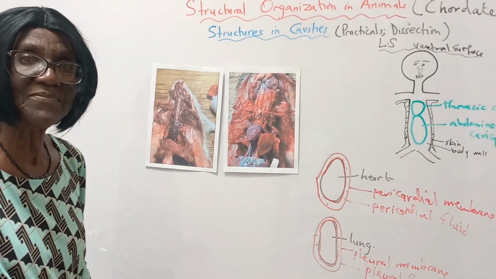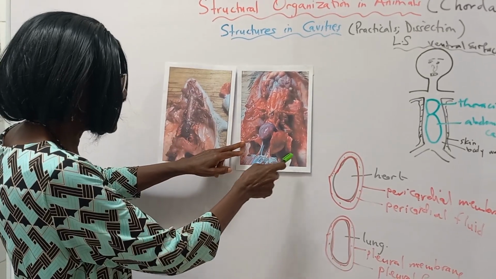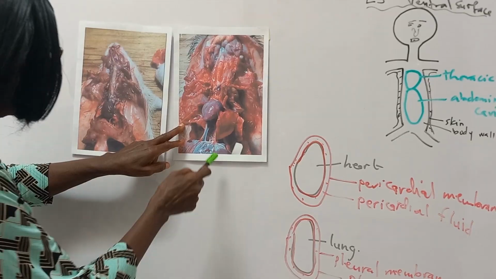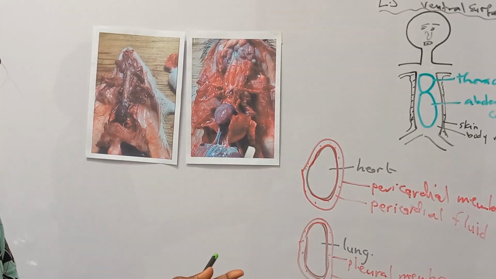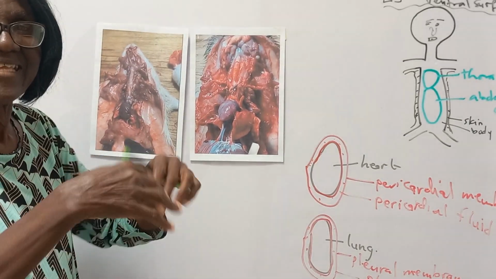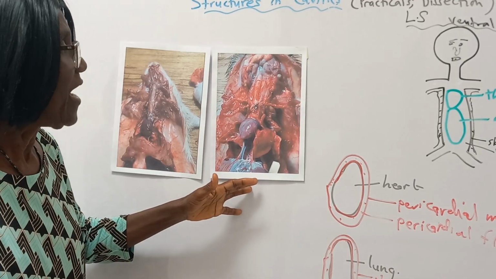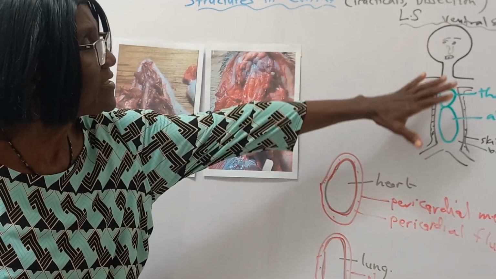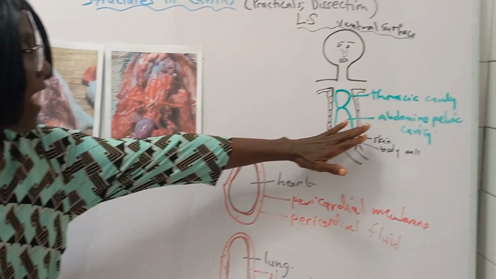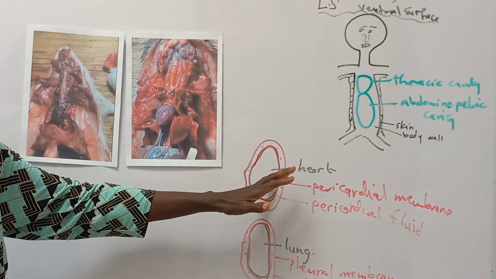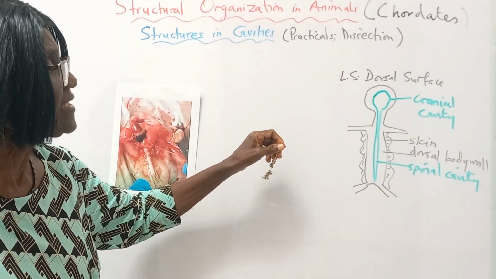But that makes it that within the thoracic cavity, there's a cavity for the heart and also a cavity for the lungs. So you have a thoracic cavity and cavities inside cavities. That's the thoracic cavity. So we have discussed the ventral surface and the cavities that could be seen: thoracic cavity, abdominopelvic cavity. Now we look at the dorsal surface and look at the cavities that we would see.